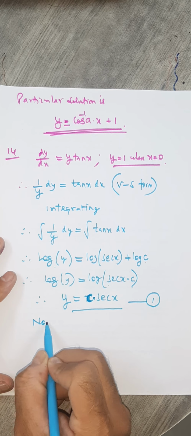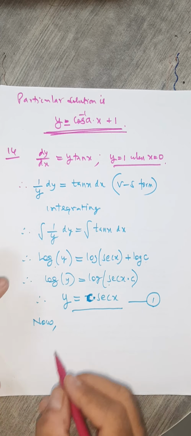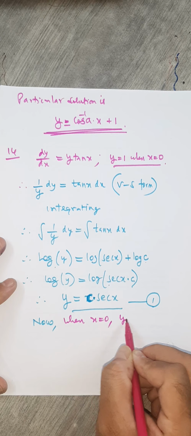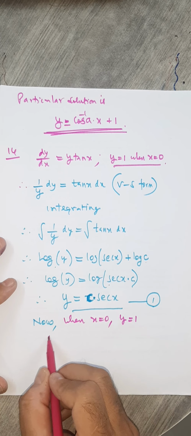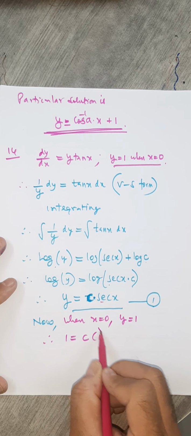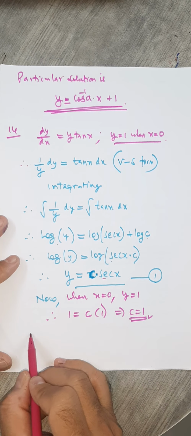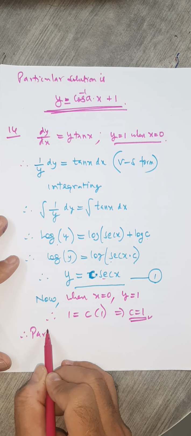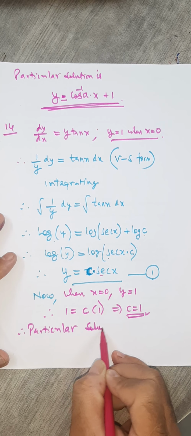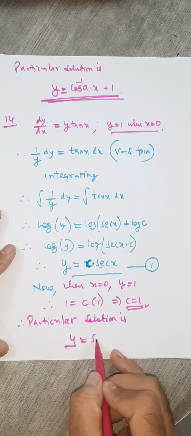Now we use the initial condition. What about the initial condition here? When x is 0, y is 1. So put over there. So this is 1, c sec 0, which is also 1. So c is 1 here. And therefore I'll write finally particular solution is y equals to sec x.